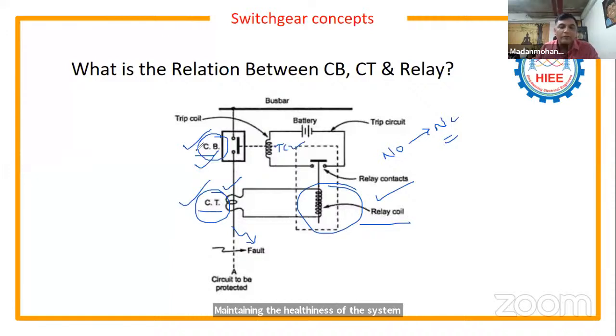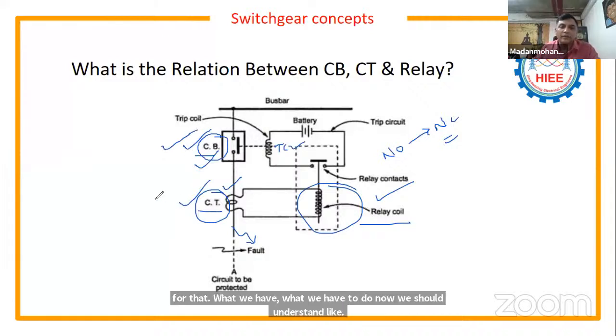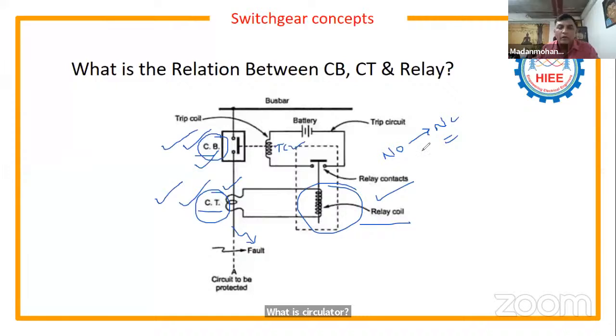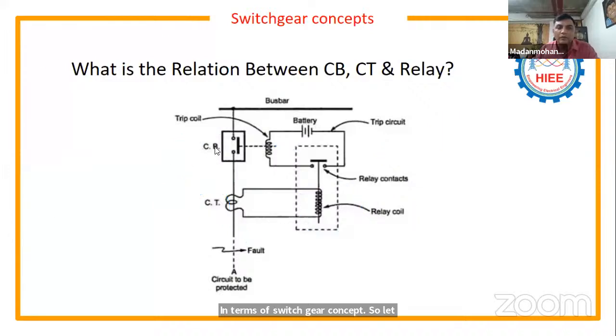So for that, we should understand what is a circuit breaker, what is a current transformer, what is a potential transformer, and what is a relay. That is very important in terms of the switchgear concept. First we'll go through the circuit breaker. After that, we'll understand what instrument transformers are, and finally what a relay is, so that you will understand the importance of these four equipments in the electrical power system, guys.